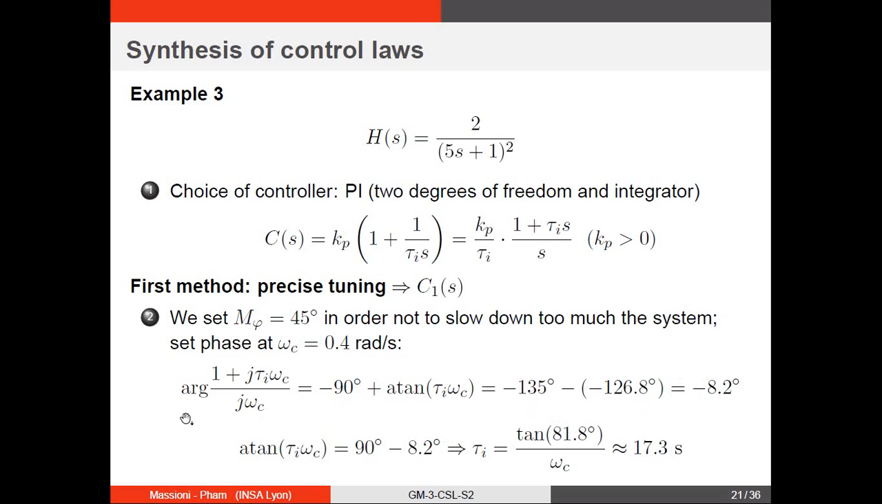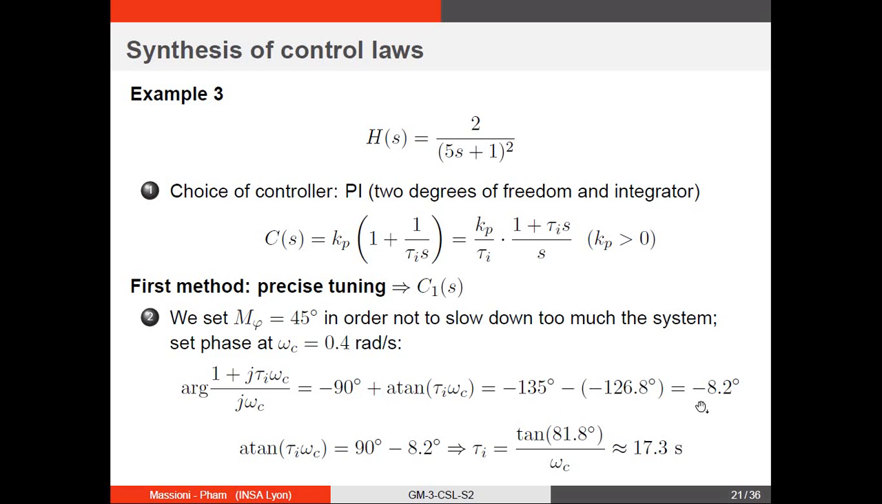And the phase of C is the phase of the numerator minus the phase of the denominator. So the phase of the numerator is arctan of the imaginary part, omega C tau I, divided by the real part, 1, minus the phase of j omega C, a purely imaginary number, so minus 90 degrees. And this has to be equal to this number over here, just by solving for tau I omega C, which means getting tangent on both sides.